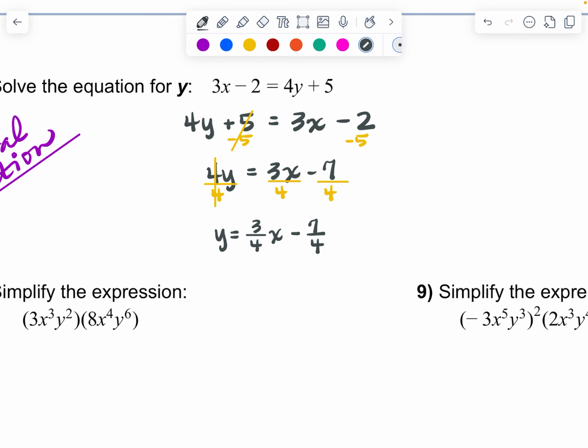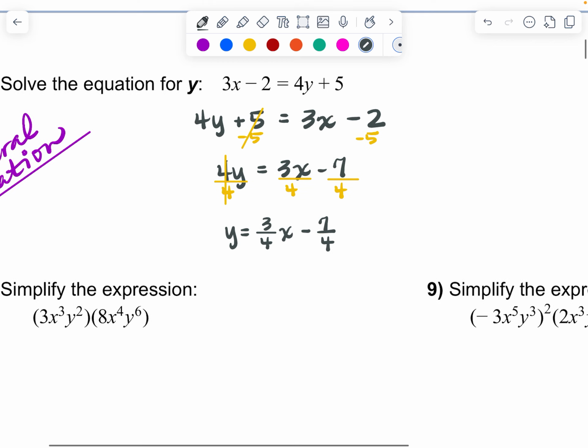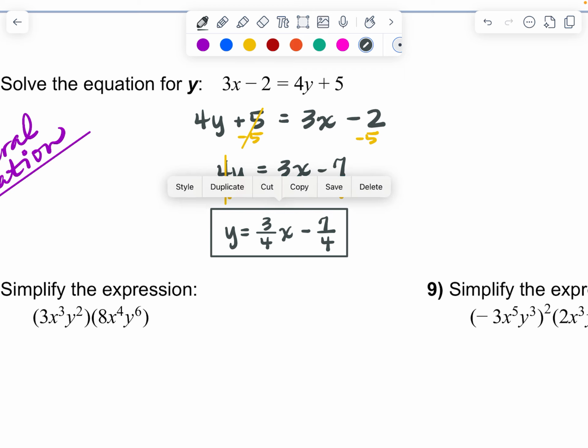Now, if you want to write it as 1.75, if you type it in your calculator, you're more than welcome to, but no need. Why waste the time? You can just leave it as a fraction if you want. And it's okay to have fractions, no big deal.